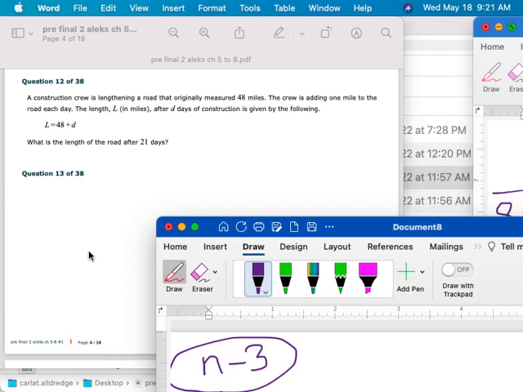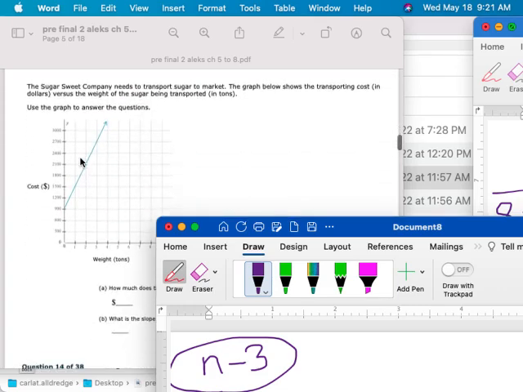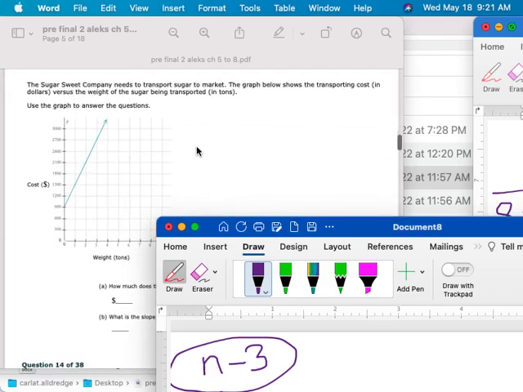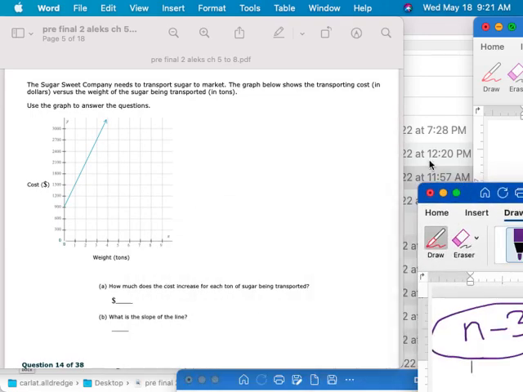Question number 12. A construction crew is lengthening a road that originally measures 48 miles. The crew is adding 1 mile to the road each day, so that's why they just have 1D. Okay, here's the equation. After 21 days, what do we have to do, guys? We're just going to put the 21 in for the what? D. So we add 21 in there, and what's our answer? 69. 69. Okay, you see I'm doing a lot of these for you because these are more difficult than the first video. I just did the first. Okay. The first one is horrible.